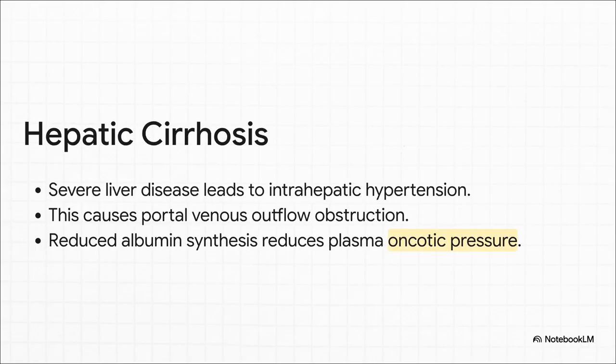Liver cirrhosis causes a two-pronged problem. First, all the scarring in the liver creates a sort of plumbing backup in the big portal vein that drains the gut. We call that portal hypertension. Second, a sick liver can't make enough of a protein called albumin, which acts like a sponge to keep fluid inside the blood vessels. So, with low albumin, fluid just leaks out way more easily.